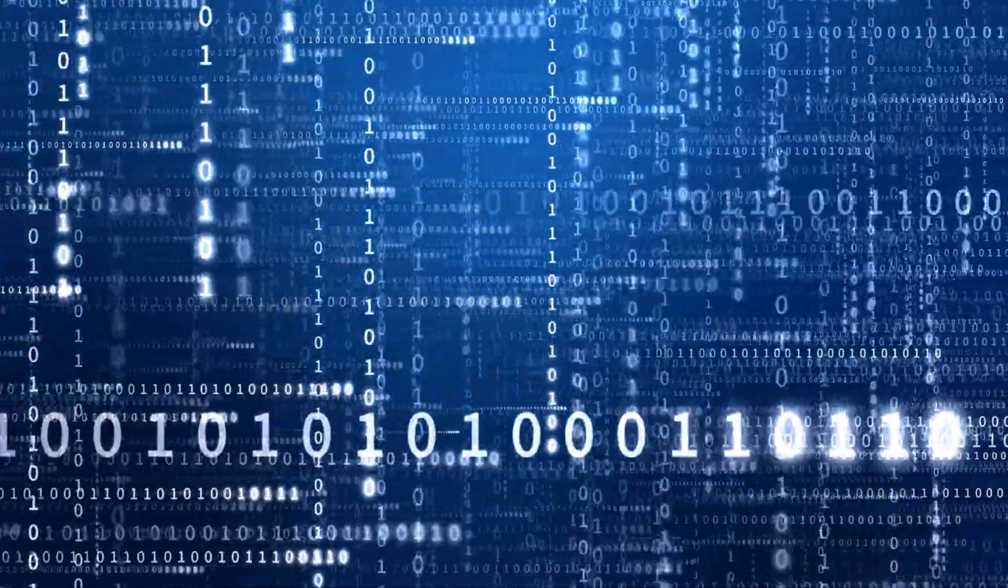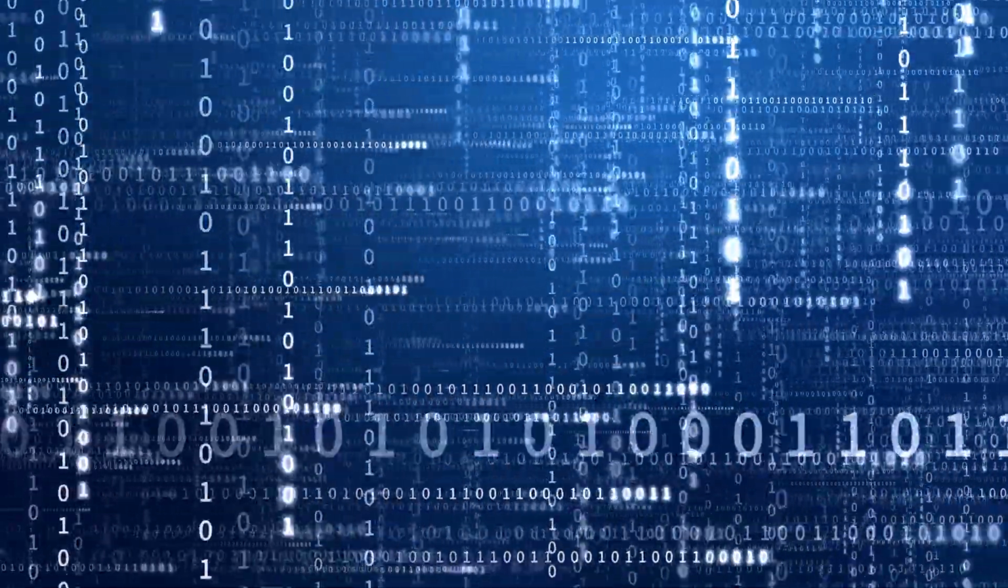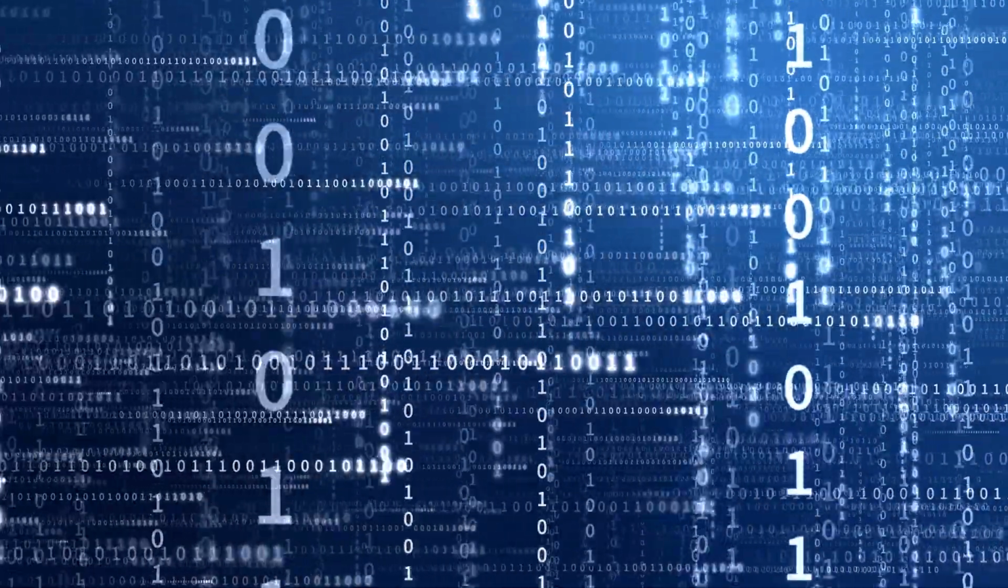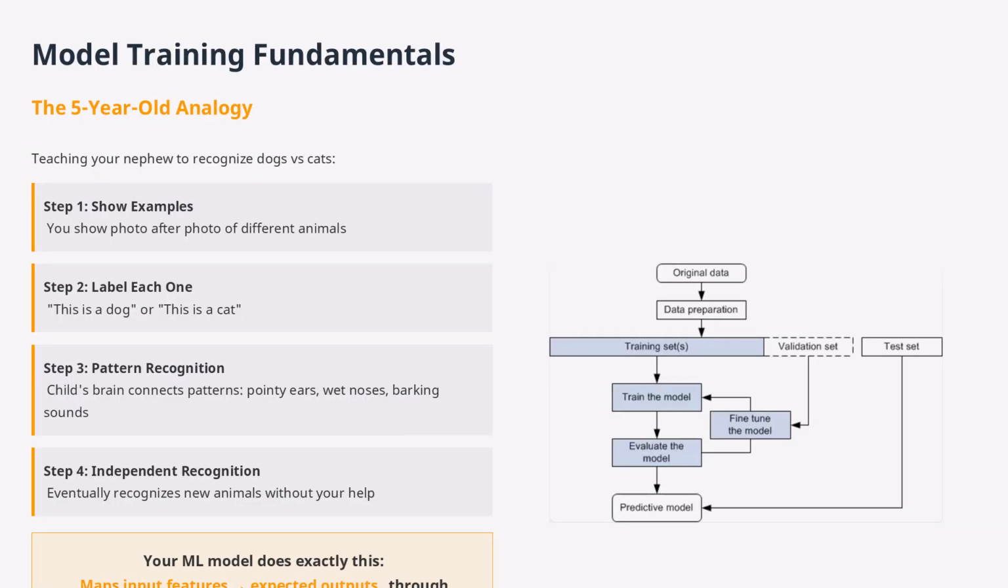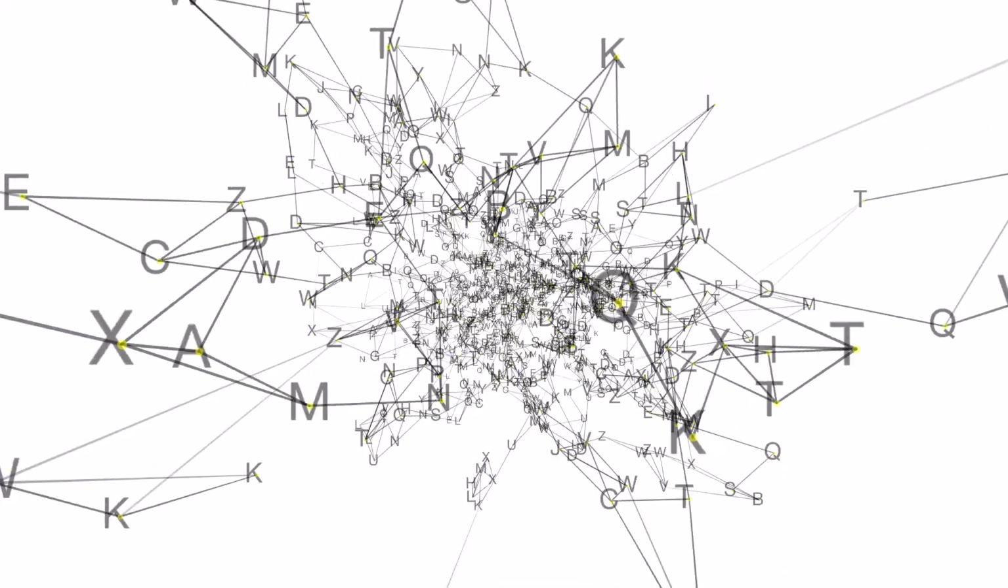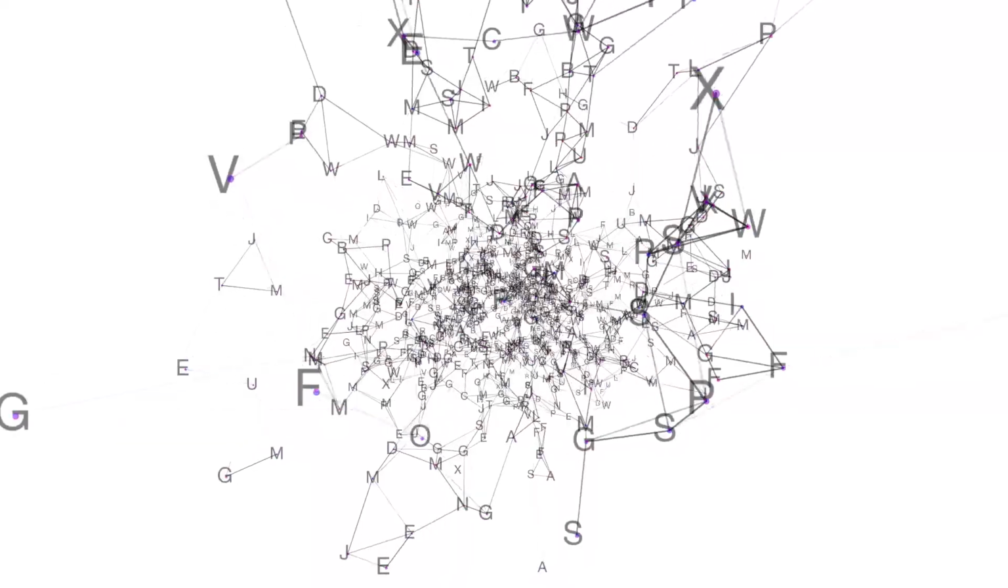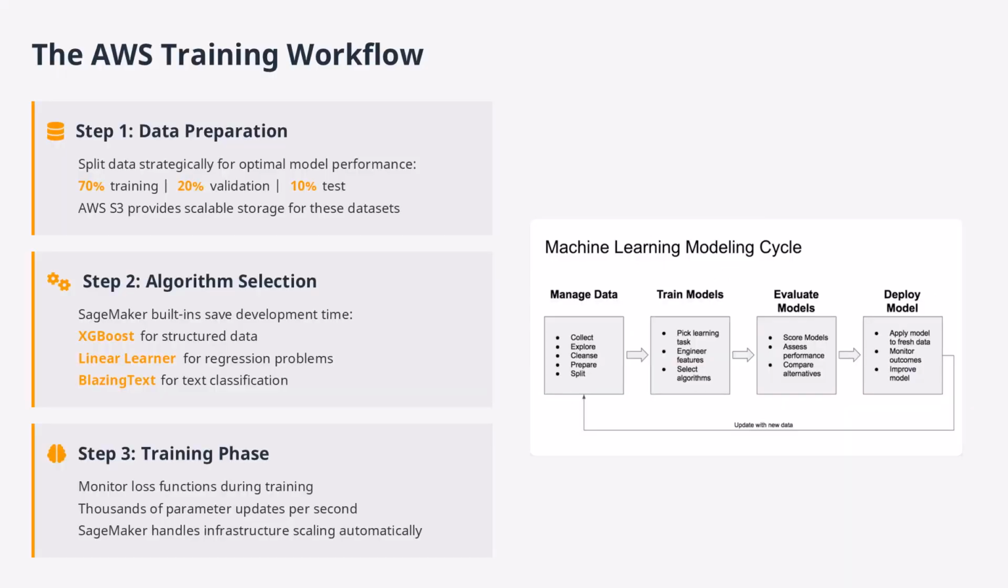But here's where most people mess up. They think training is just feeding data to an algorithm. Wrong. Training is a carefully orchestrated dance between data preparation, algorithm selection, and infrastructure optimization. I've trained hundreds of models on AWS. Here's the workflow that never fails.